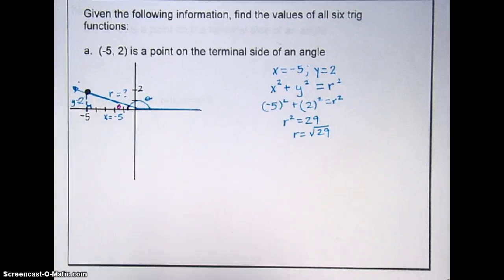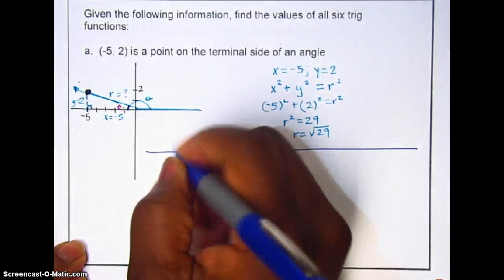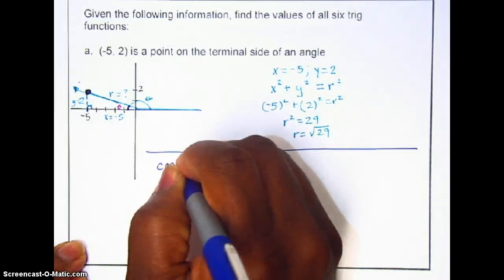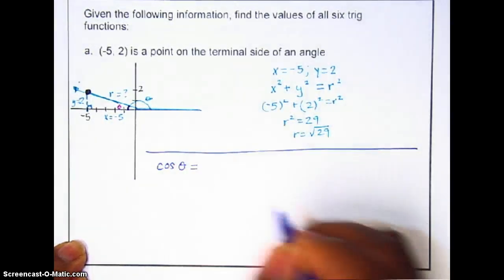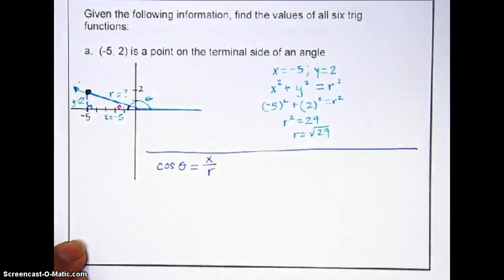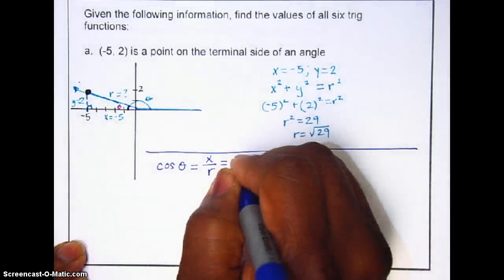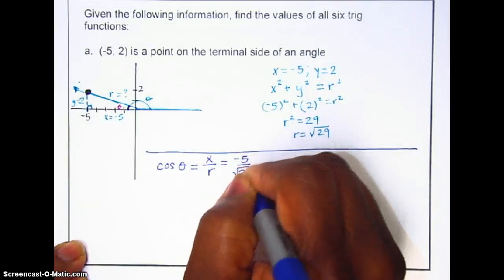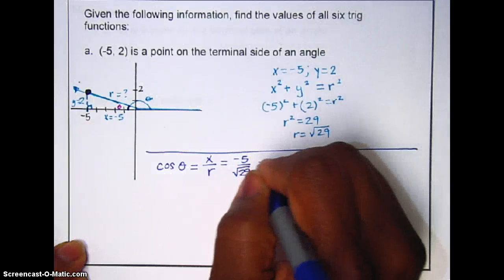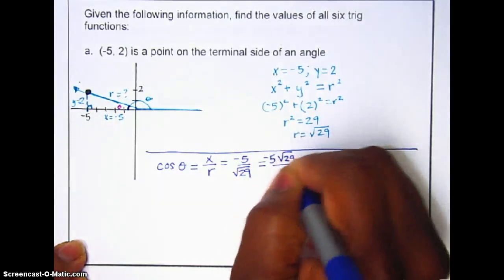Now, I need to find the value of the 6 trig functions. I'm going to separate these out according to which ones are related to each other. So let's begin with cosine. Cosine of this angle theta can be found by taking the x-coordinate and dividing it by the radius. And that's because cosine is adjacent over hypotenuse. And so for us, that's -5 over the square root of 29. Now if we rationalize, we'll find that that's -5 square root of 29 over 29.